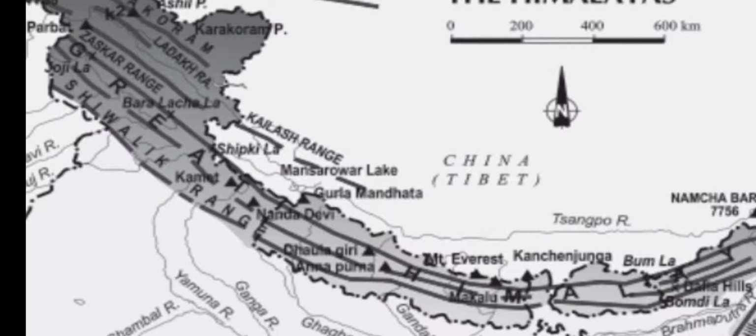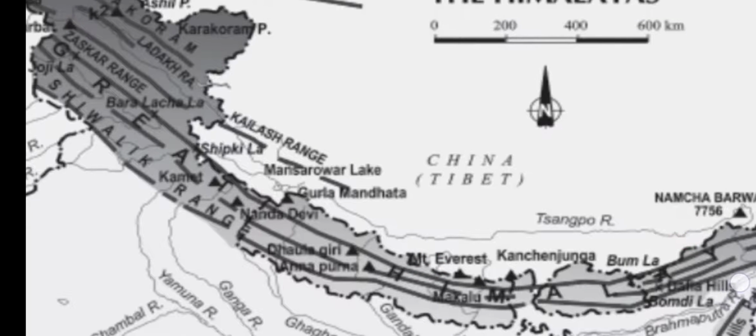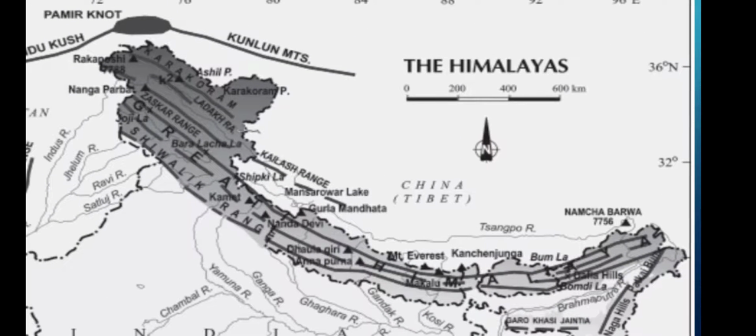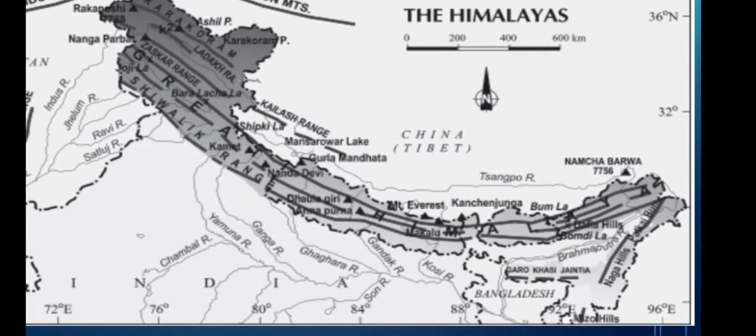The Himalaya is divided into three parallel ranges. From west to east, it runs in an arc shape, nearly 2,400 kilometers in length. The northernmost part of the Himalaya is called the Greater Himalaya. Then the second one is the Middle Himalaya or the Himachal. This one is the Middle Himalaya, the Himachal range.